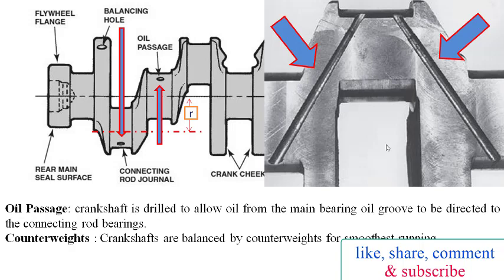The crankshaft is drilled to allow oil from the main bearing oil groove to be directed to the connecting rod bearing. These holes are usually located where the crankshaft loads and stresses are the lowest. The edges of the oil holes are carefully chamfered to relieve stresses. Crankshafts are balanced by counterweights for smoothest running.